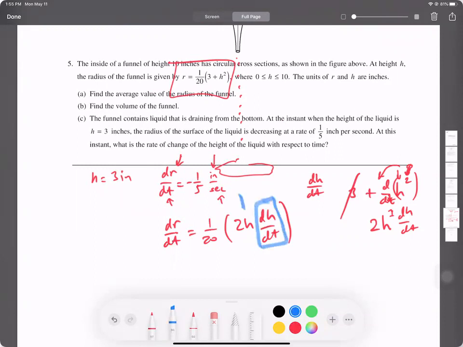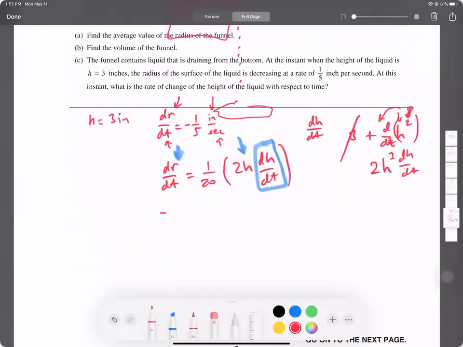We know what h is, and we know what dr/dt is. So this is as much work as you're required to do. Negative 1 over 5 equals 1 over 20, and plug in the 3, dh over dt. We want to solve for dh/dt, because they asked us to solve for it, and we just kick everyone else over to the right. We say negative 20 over 5 and divide by 3. And that is your answer.